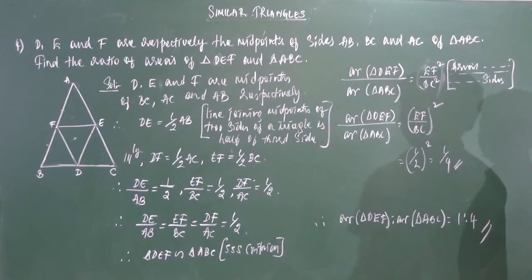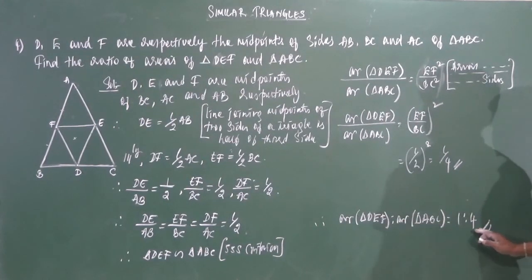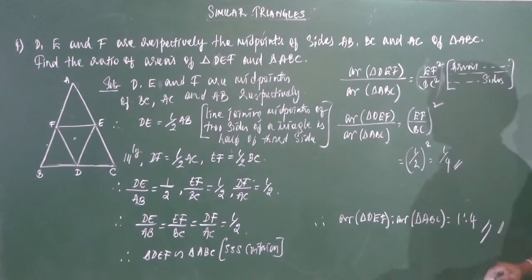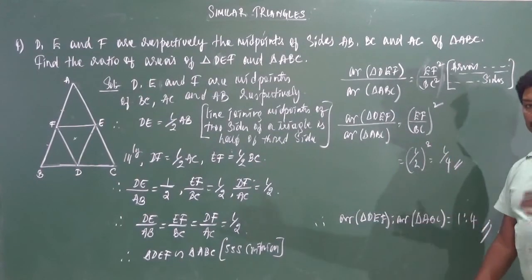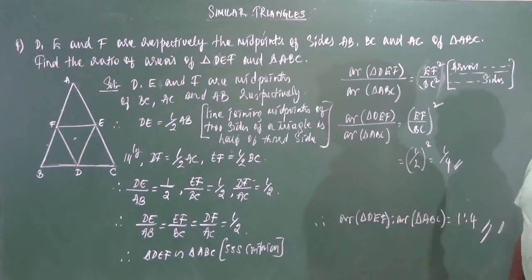So what is the ratio between the areas of the two triangles? The ratio is 1:4. It's a very important problem. It can be asked for 1 mark and also for 2 marks. So it's a very important problem, right?